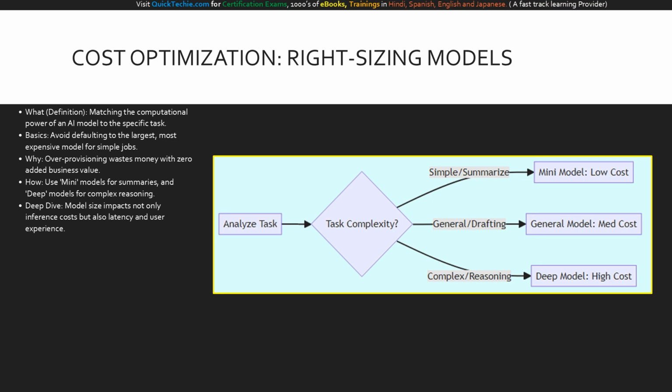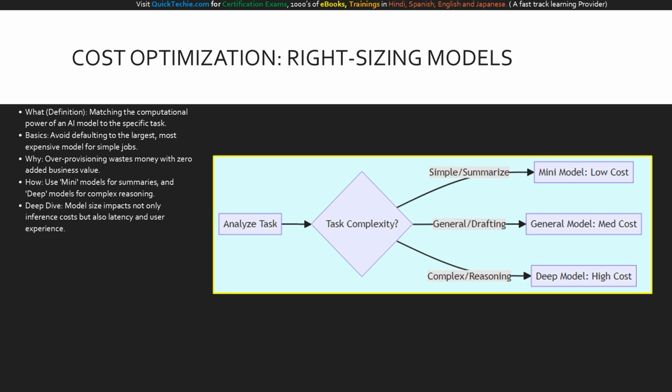Now let's look at strategic cost optimization. The most common mistake organizations make is throwing the largest, most expensive AI model at every single problem. This is called over-provisioning. To control costs, you must right-size your models. For example, a mini model is highly cost-effective and lightning fast, making it perfect for everyday tasks like drafting emails or summarizing text. Conversely, deep models have advanced reasoning capabilities and should be strictly reserved for complex, multi-step problem-solving. By aligning the model's capabilities with the actual complexity of the task, you drastically reduce your token burn rate.